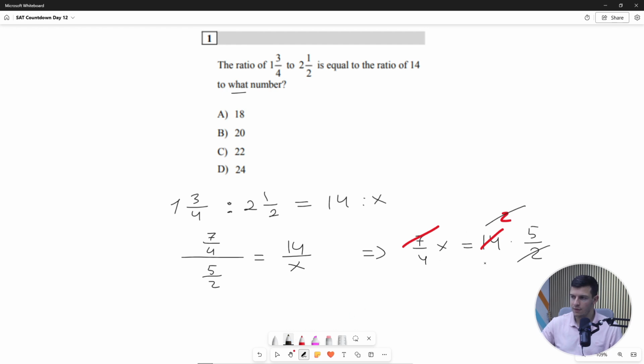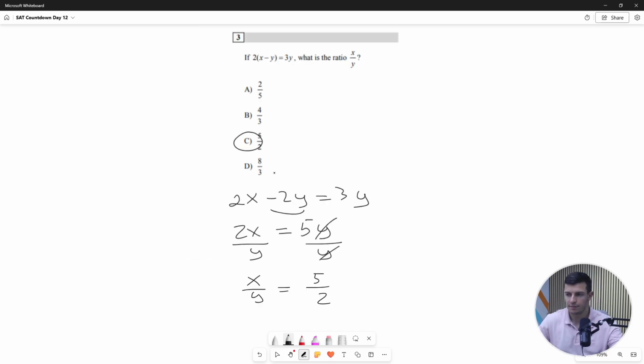So 7, 2 at the bottom, 14, they will all cancel each other out. I will be left with x divided by 4 equals 5. So x is going to be 5 times 4, which is 20. So the answer is going to be 20.